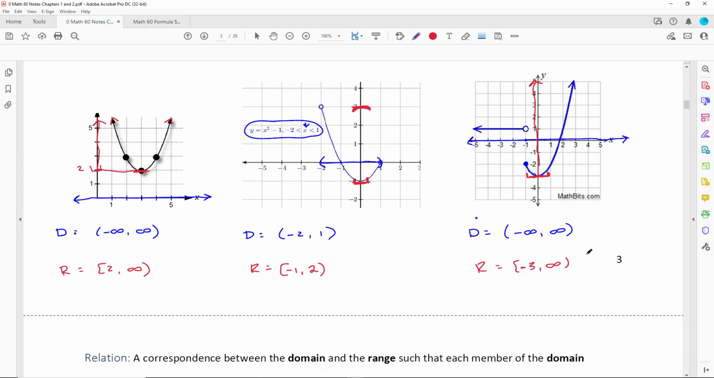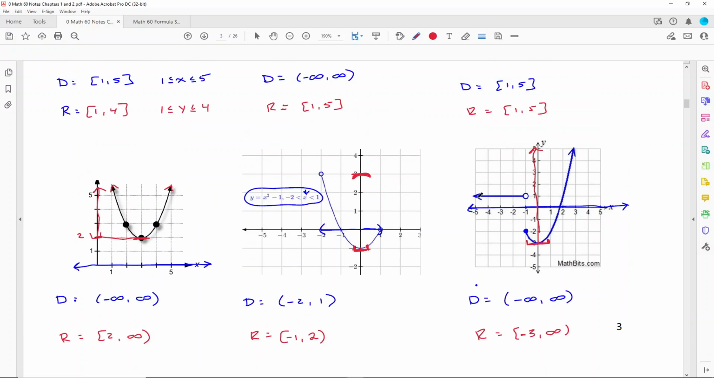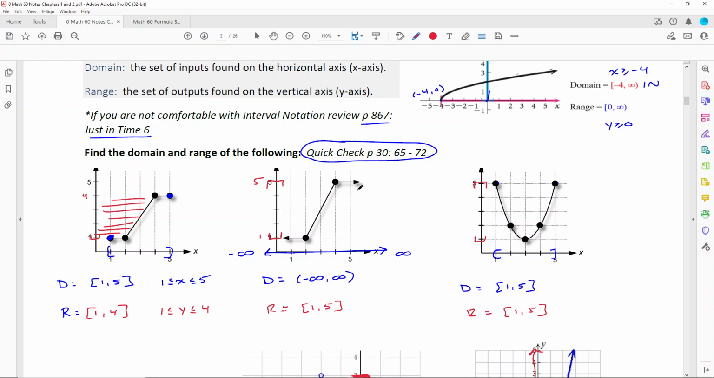So like I was saying when we started this, domain and range is something you either hate or love, so you've got to go practice it. And if this is just not seeming right, book some time with me. Go into your local center and ask for help in person, but get this sorted. Domain and range is actually a really important skill. So quick check, page 30, numbers 65 to 72.